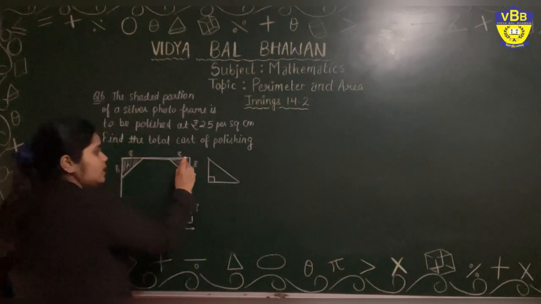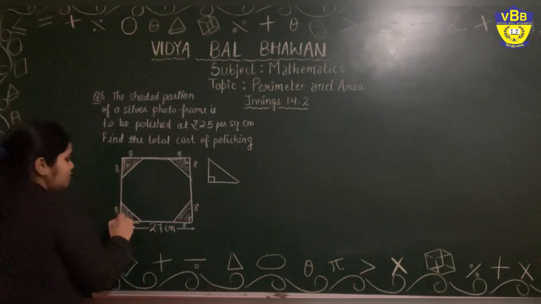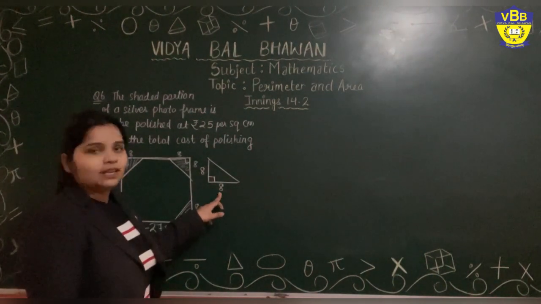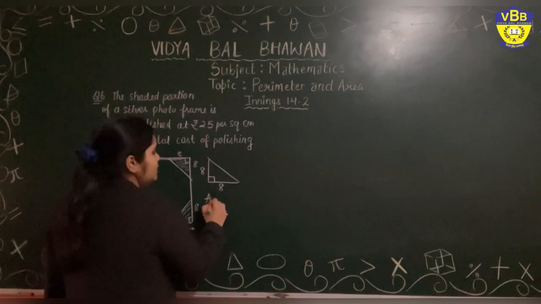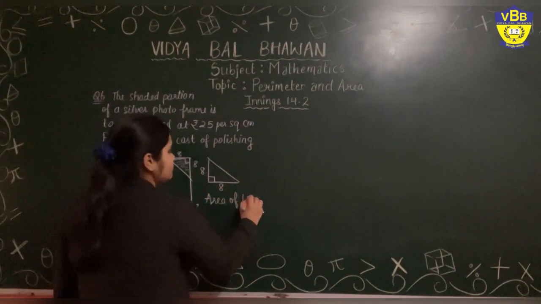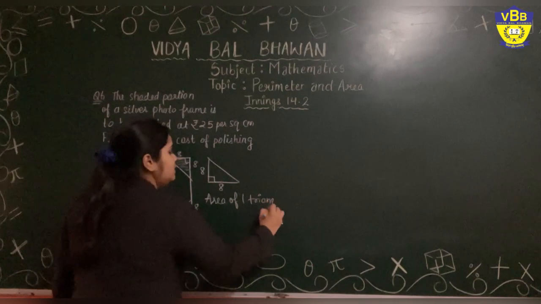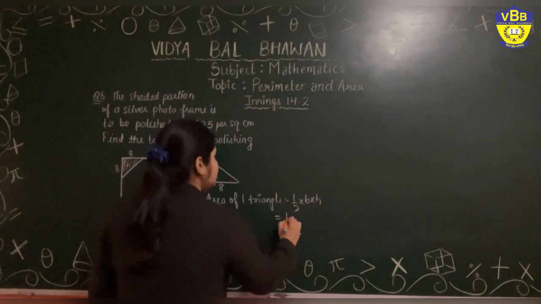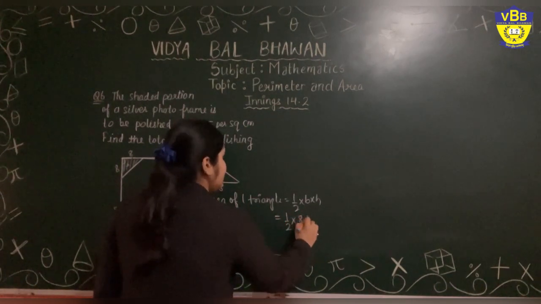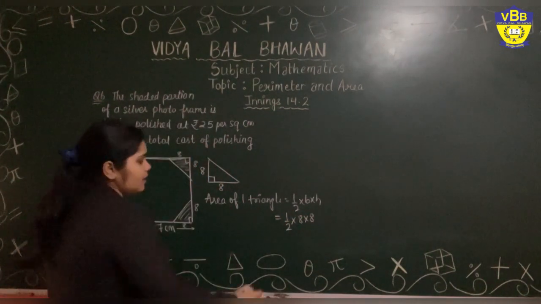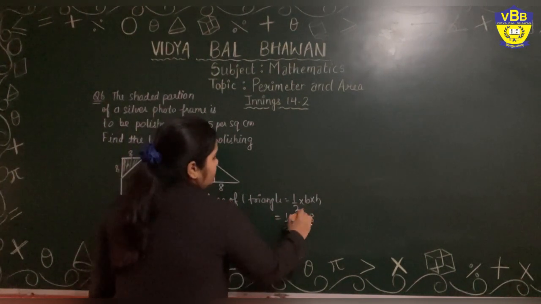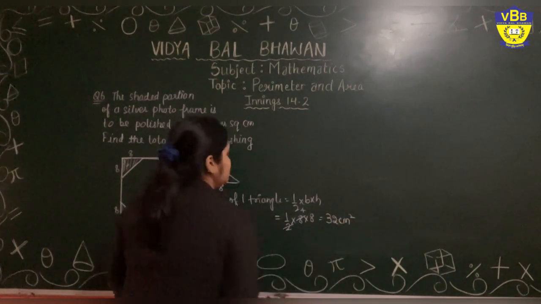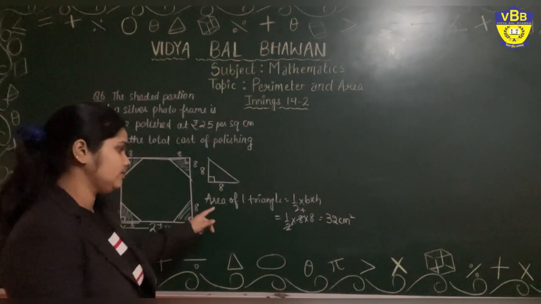It is a square, so all 4 corners will have a 90-degree angle. That means here it will be 90. This is 8. This is 8. That means base is 8 and height is also 8. Let's find the area of one triangle. Area of one triangle will be half into base into height. That means half into 8 into 8. Now, solving this, 8 4s are 32 centimeters square. This is the area of one triangle.